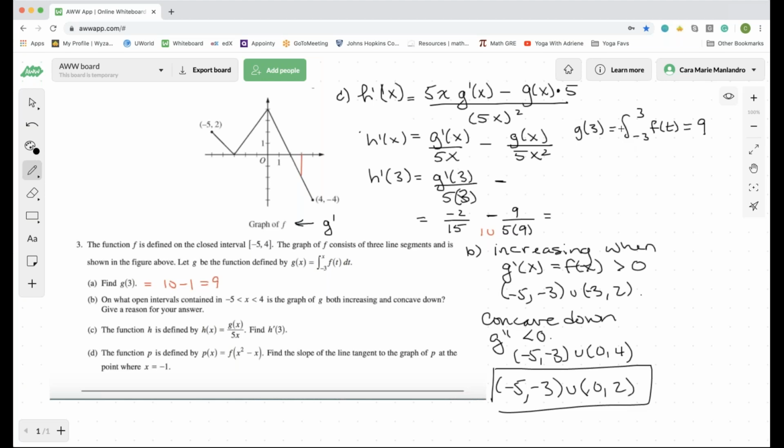Okay. All right, and then you are not obligated to simplify it. You could leave it like that. But if you do choose to simplify it, you would get -1/3.